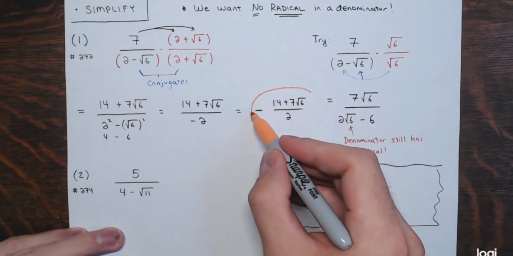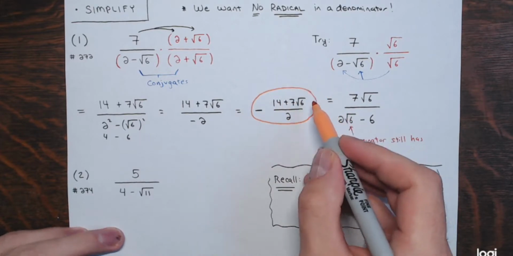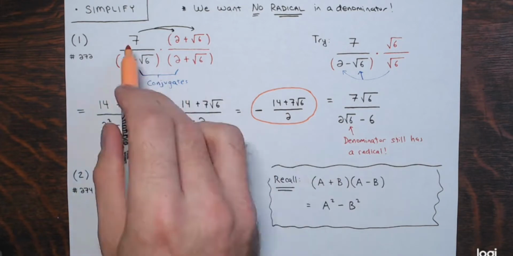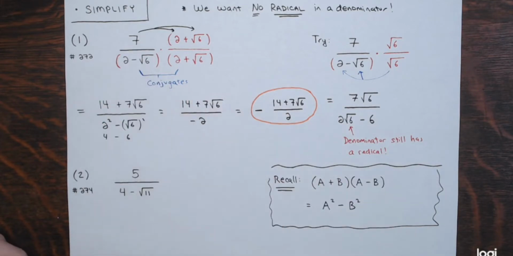And the numerator and denominator do not have a common factor. If you factor out 7 again, 7 and 2 don't have a common factor. So that's it. That's as simple as that gets. And it's got a rationalized denominator. Alright.